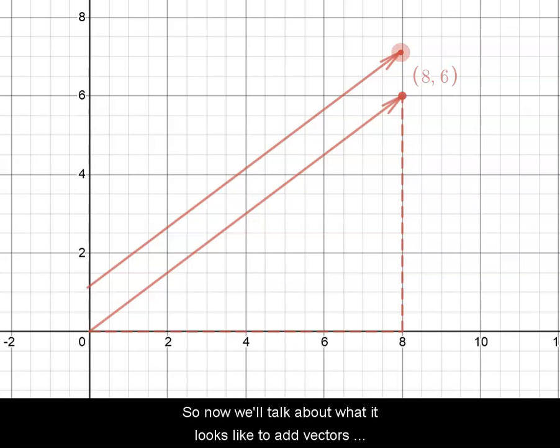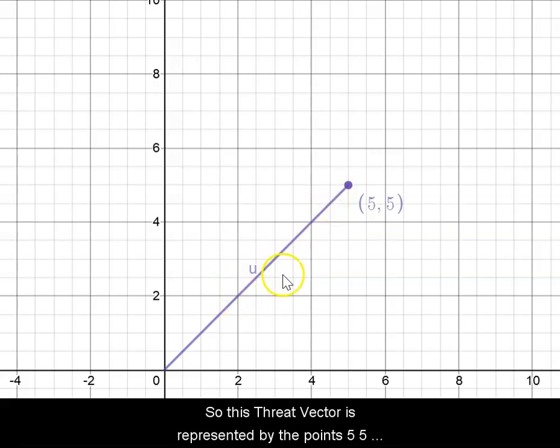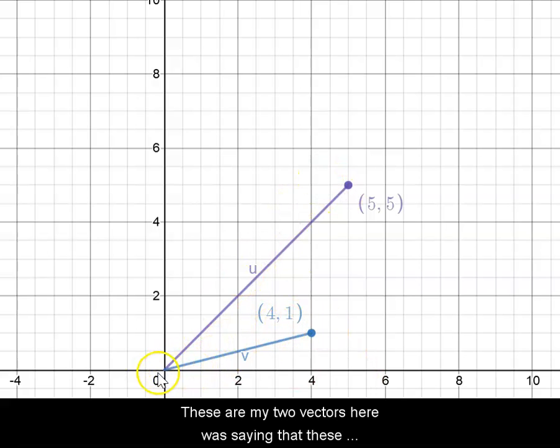All right, so now we'll talk about what it looks like to add vectors together geometrically. So let's say I have a vector that I call u, okay? So this vector is represented by the point 5, 5, right? I go over 5 and up 5. And let's say I have another vector that I'll call v, okay? v is represented by 4, 1, okay? So these are my two vectors. Here we're saying that these are the initial points. I just didn't draw the arrow tips, right? But we can use these points as the tips of the arrow, okay? It's hard to draw the arrow tips actually on this.